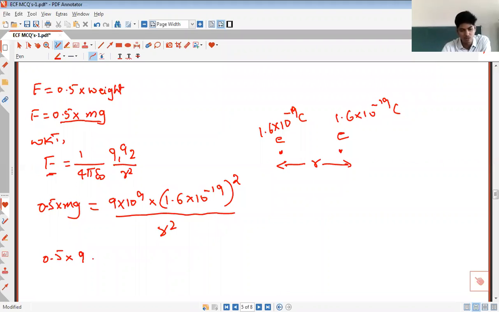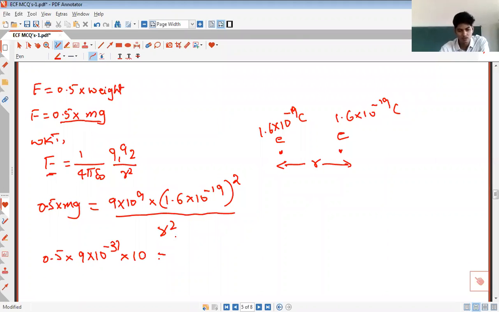For our convenience, we'll write it as 9 into 10 to the power of minus 31 kg. 9.1 and 9 doesn't make much difference, right? Into the acceleration due to gravity, we'll take it to be 10, instead of 9.8. For simplifying the problems, we'll take it to be equal to 10.